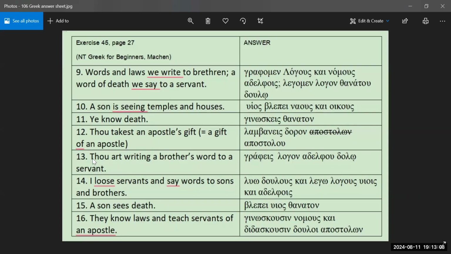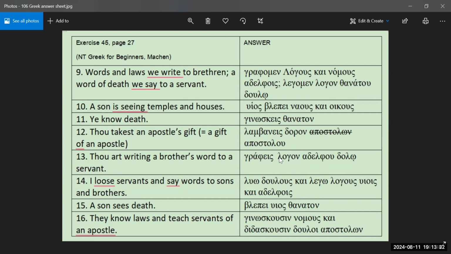Okay, number 13. Thou art writing a brother's word to a servant. So this is you, graphes, epsilon iota sigma. That's the second person. Second person means you. Remember, first person I, second person you, third person is he, she, it, or it can be they in the plural. So you are writing.